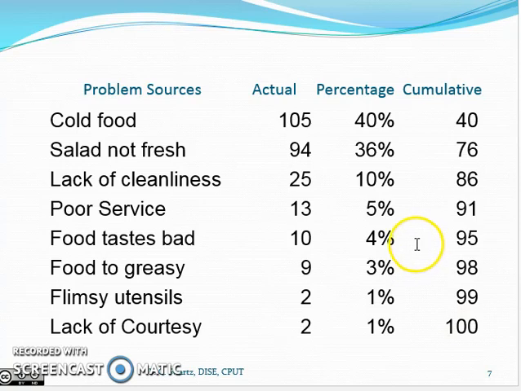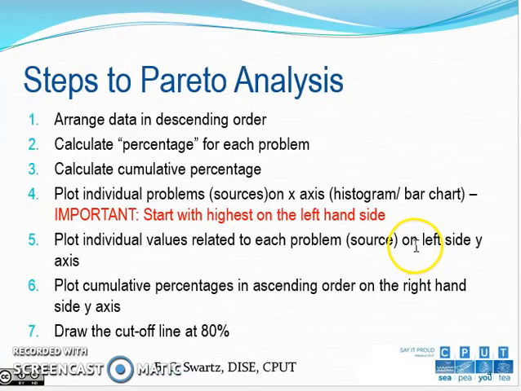Now let's quickly remind ourselves, what were the steps? Step number 1 was arrange in descending order, that we've done. Step number 2 was calculate the percentage for each problem. And step number 3 was calculate the cumulative percentage. Now what we've got to start doing is plotting. We're going to start doing our graph. We're going to put the problem sources on the x-axis, and we're going to start with the highest on the left hand side. Then we're going to do the two y-axis.